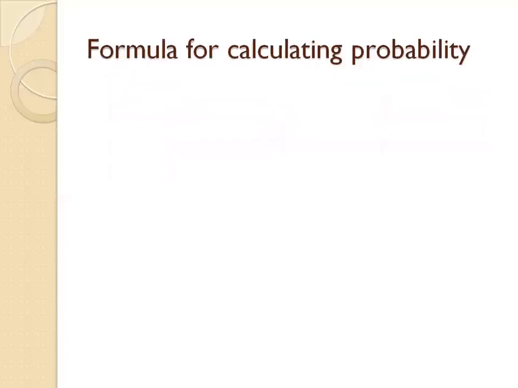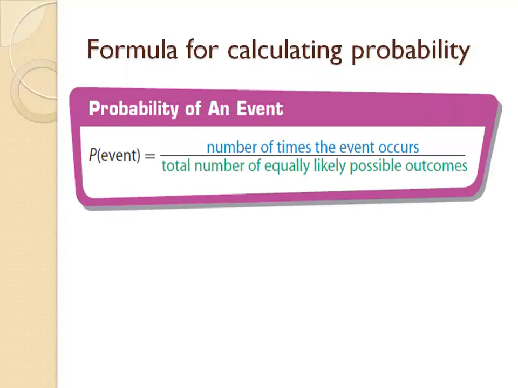So what is the formula for calculating probability? As I have already told you, probability is a branch of mathematics, so it must contain a numeric value. Here we will see how we can calculate the numeric value of probability. Let's have a look. Probability of an event equals the number of times the event occurs divided by the total number of equally likely possible outcomes.